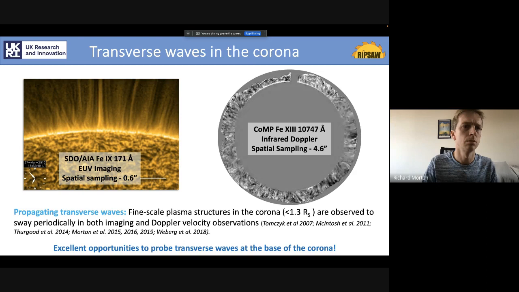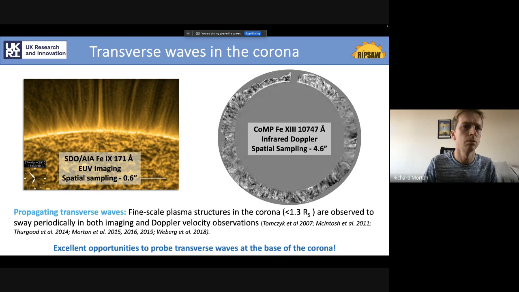Okay, so what I'm going to do now is move on to what we've been able to find out about these waves from the CoMP observations. So STEREO is nice. I mean, you can see the structures swaying. It's got better spatial resolution than CoMP, and you can make out the individual density inhomogeneities that are moving side to side.